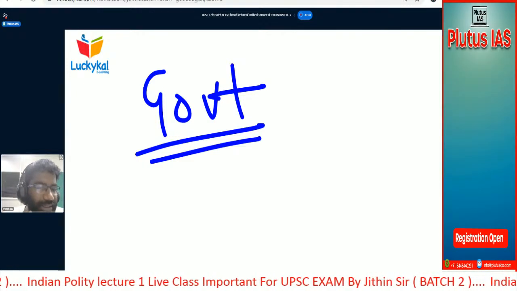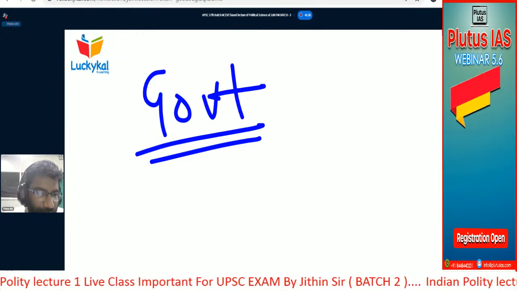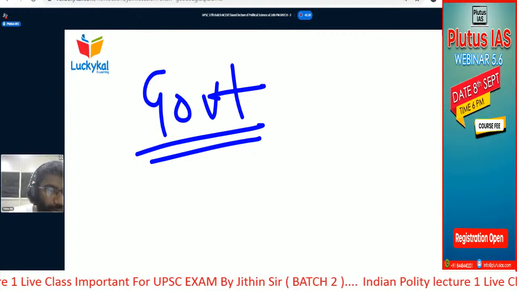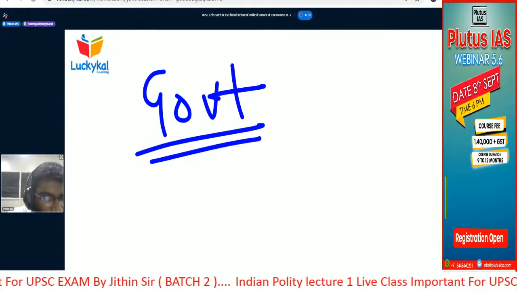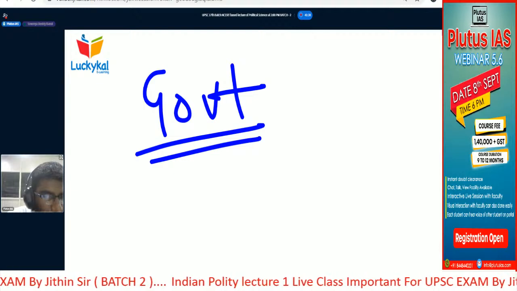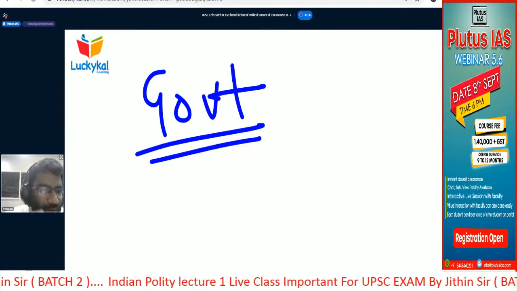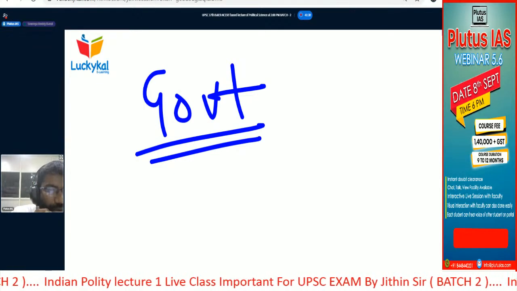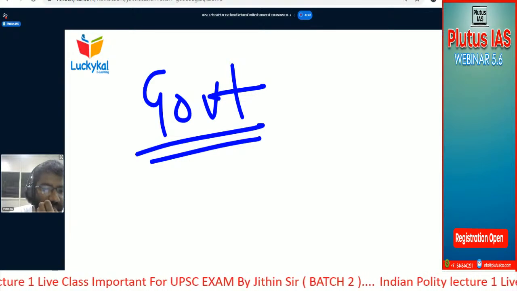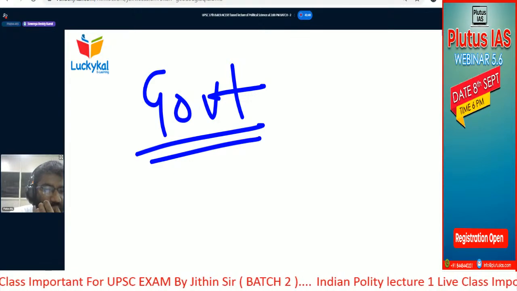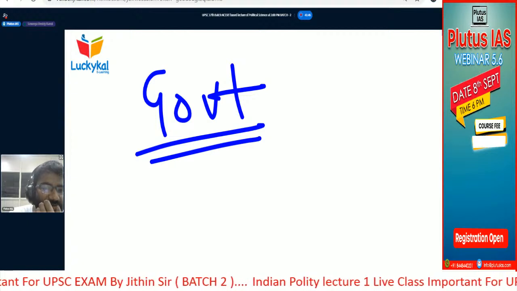What is government, guys? Soumya. Arey bhai, the group of people with authority. Nah. Like, how many types of government are there? Soumya, how many types of government are there? I'm asking about how many types. Central and state. Central and state.